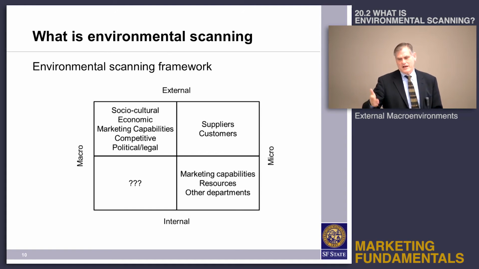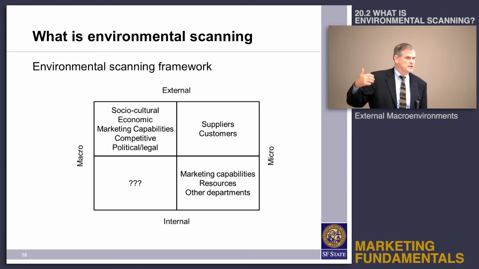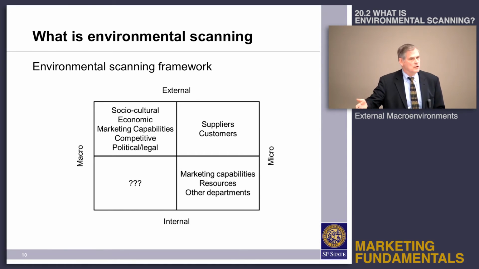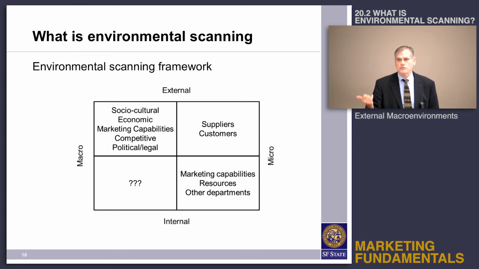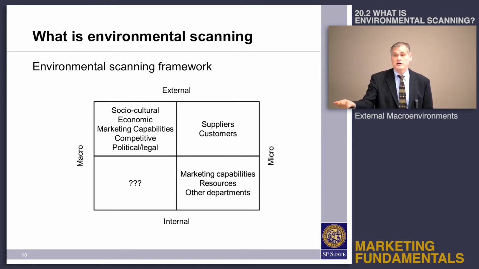Moving on, we have the external microenvironment. These are things that affect all companies but are within your control. And this would be customers and suppliers, your supply chain, and your marketing channels. I don't have control over which customers are going to buy my product, but I have control over the target or the segments that I target. Similarly, I can't force a supplier to sell to me, but I have choices as to the suppliers that I choose to do business with.